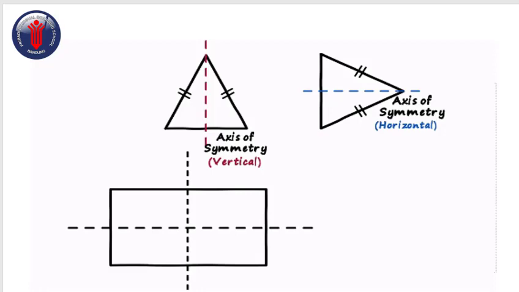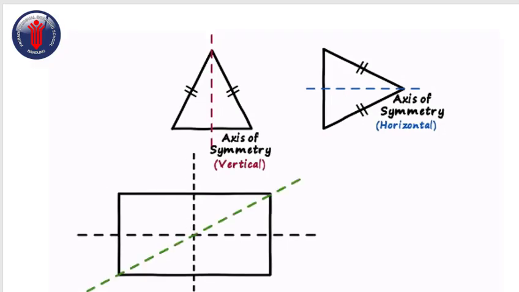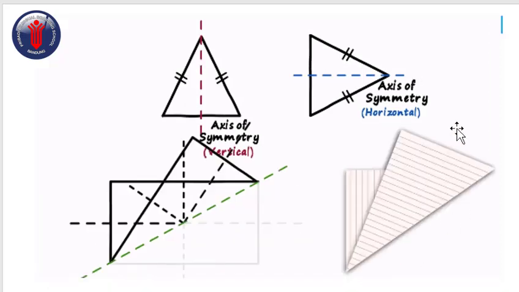But wait, some of us may be wondering if the diagonals are also axes of symmetry. Let's say we have a diagonal like this, the green line. This is called a diagonal. So you can see that folding it along the diagonal does not give us exactly the same part. You can try this with a page from your notebook. Try and fold it along the diagonal, and you will see that the parts do not overlap exactly.